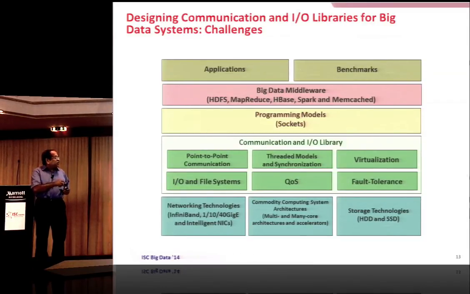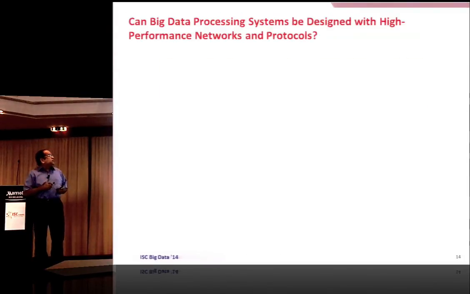Of course, there are other orthogonal challenges like QoS, virtualization, fault tolerance, etc. In the last 2 years, primarily we have focused on asking the question: can we move the sockets to other protocols, and how much benefit can we achieve from that?